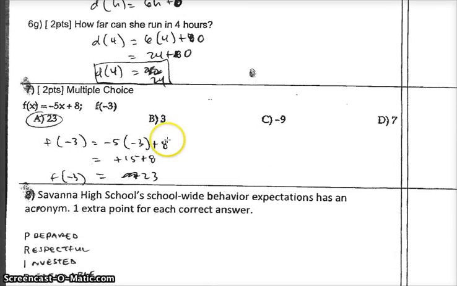Question number 7 is just function notation. Every x value you're going to put in a -3. There I see an x, I put in -3. Here's another x, I put in -3. When they're right next to each other, like over here, this is multiplication, -5 times x.